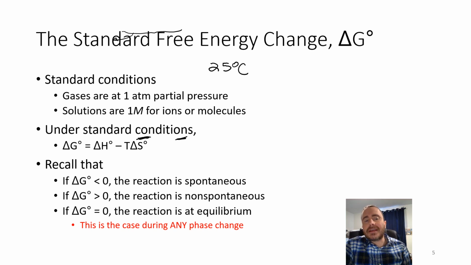If everything's at standard conditions, then we basically have our Gibbs-Helmholtz equation that looks identical, except now we have those naught symbols plugged in as well. So it's delta G naught equals delta H naught minus T delta S naught, just saying that everything's at standard condition. And just like before, negative delta G is spontaneous, positive delta G is non-spontaneous, and delta G equal to 0 is at equilibrium.